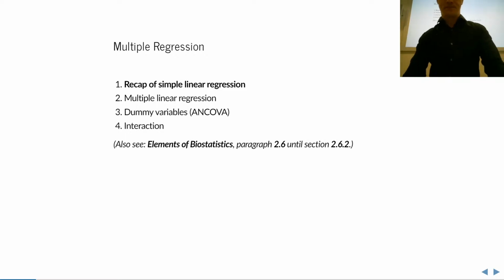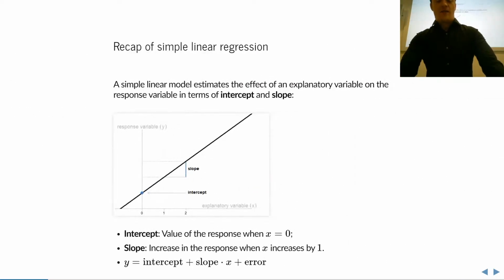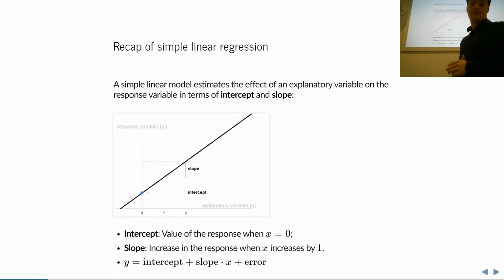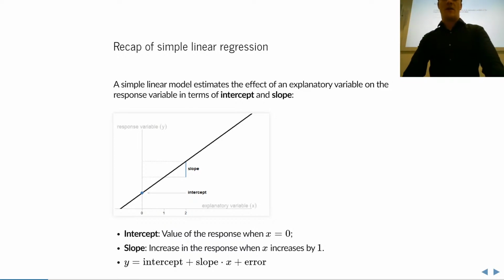So, first of all, simple linear regression isn't very difficult. It's just you have a model where you have the intercept and the slope as a relationship between the response and the explanatory variable. And the slope is just the amount which the response variable increases when the explanatory variable increases by 1.